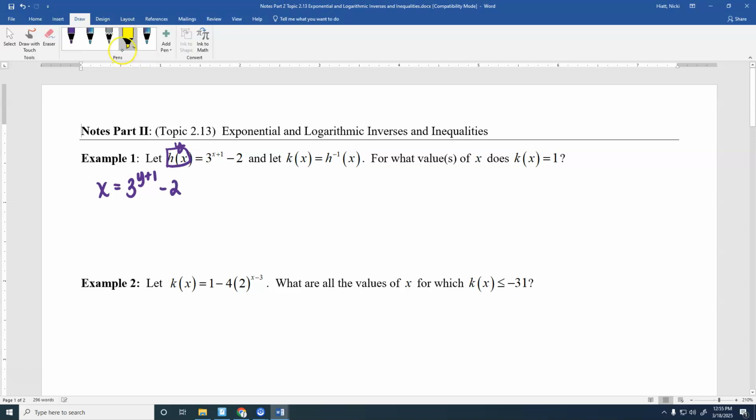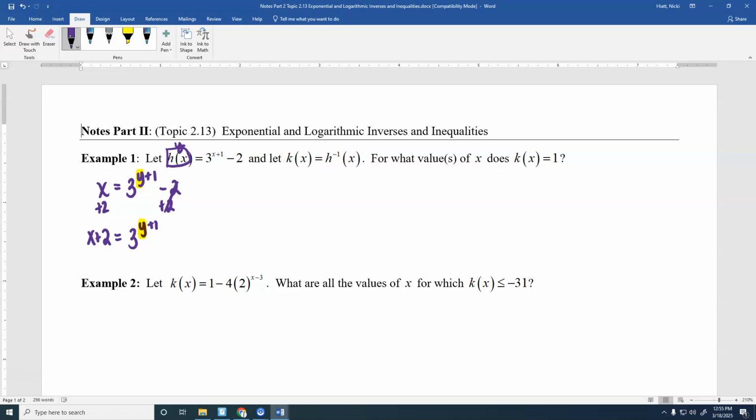And then you are trying to solve this for the new y. So if I'm trying to solve that for the new y, Hayden, what would I do first? Add the 2. So I've got x plus 2 equals 3 to the y plus 1. So then I'm trying to get that y by itself. Zoe, what would I do next?